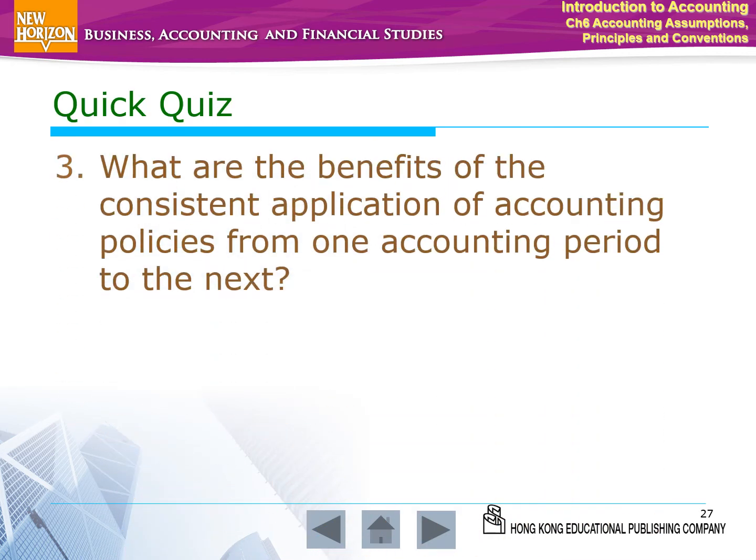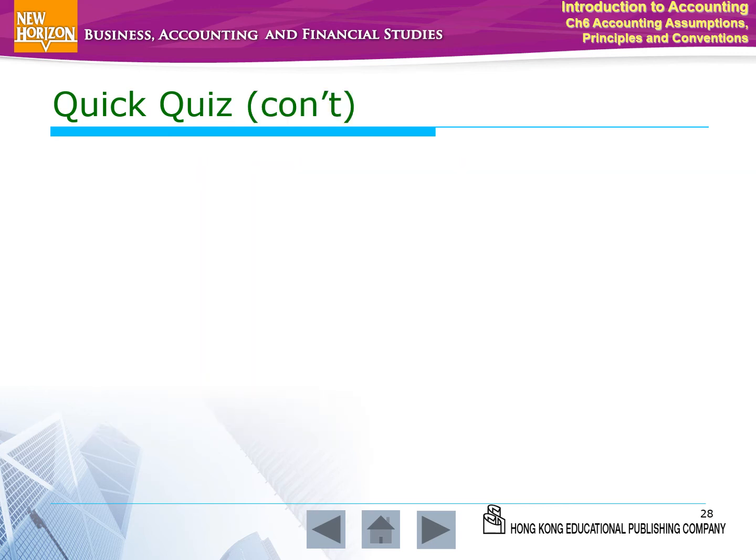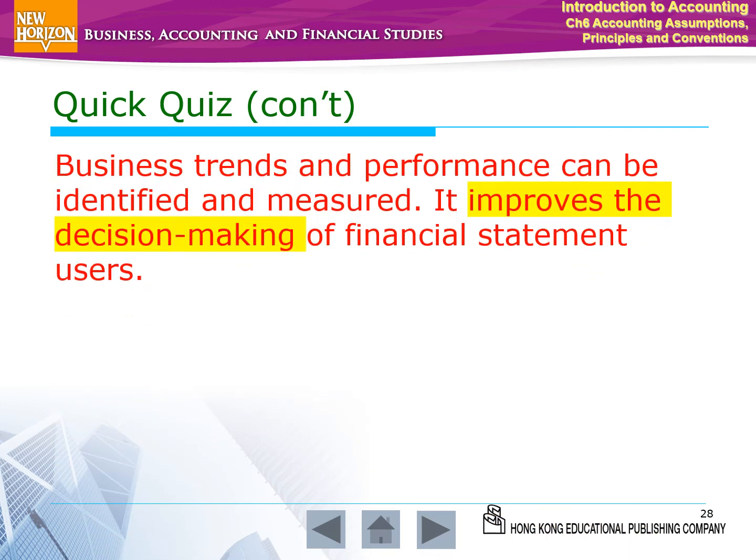What are the benefits of the consistent application of accounting policies from one accounting period to the next? What I've shown you before, the users of financial statements are able to compare the financial statements of a business in different accounting periods. That means from one accounting period to the next accounting period. Not finished yet. Business trends and performance can be identified and measured. That means we can show the trends of the performance of the business. It improves the decision making of financial statement users.